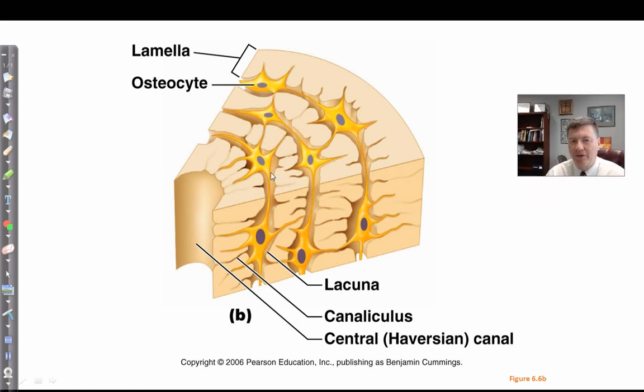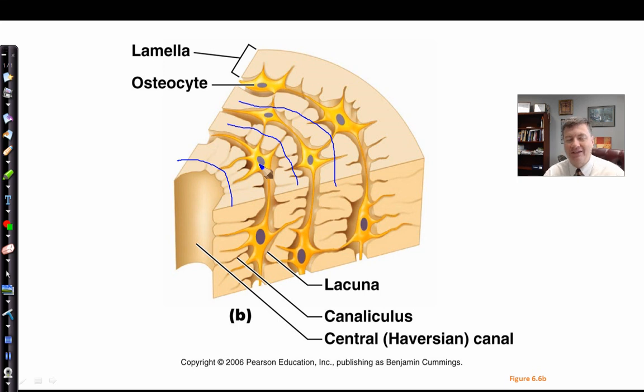Okay, so everybody oriented? What you're seeing in this view is this white stuff, white stuff, white stuff. These are lamellar rings that are the matrix. That is, this is the calcium and collagen and the phosphate that makes up the bone. But the spaces we see within there, of course, we saw before as little black dots.